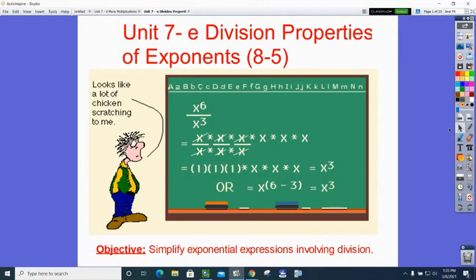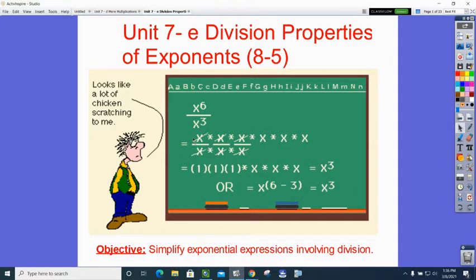So today we're going to add our final exponent rule, which is our division properties. So we're going to simplify exponential expressions involving division. And if we look at the board here again, we can see x to the 6th over x to the 3rd. There are the 6 factors of x in the numerator. There are the 3 in the denominator.